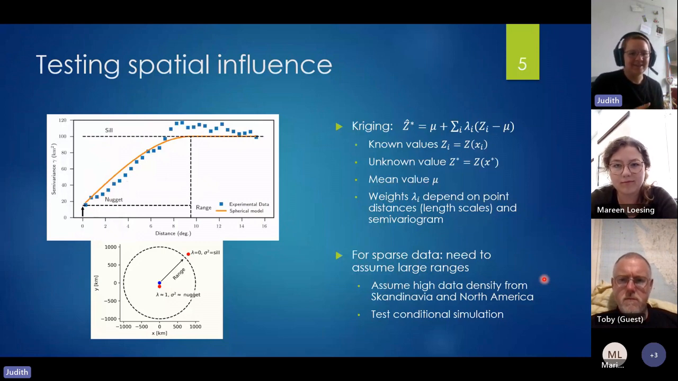But due to the uncertainties with the kriging, we can't just go down with the length scales, but we can test a conditional simulation that can simulate these smaller length scales.